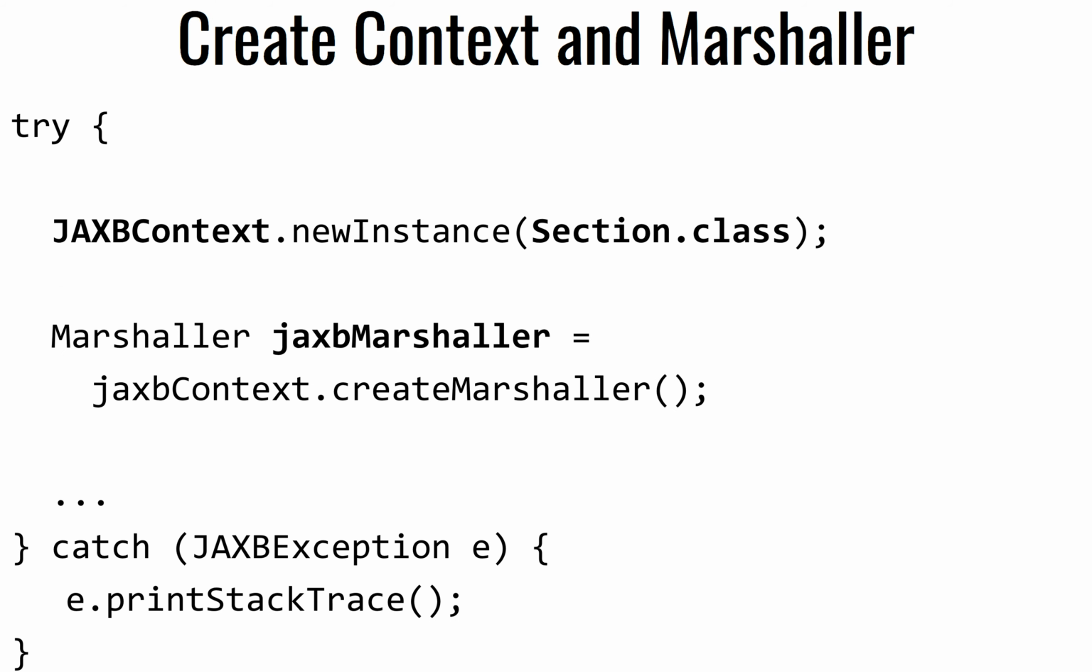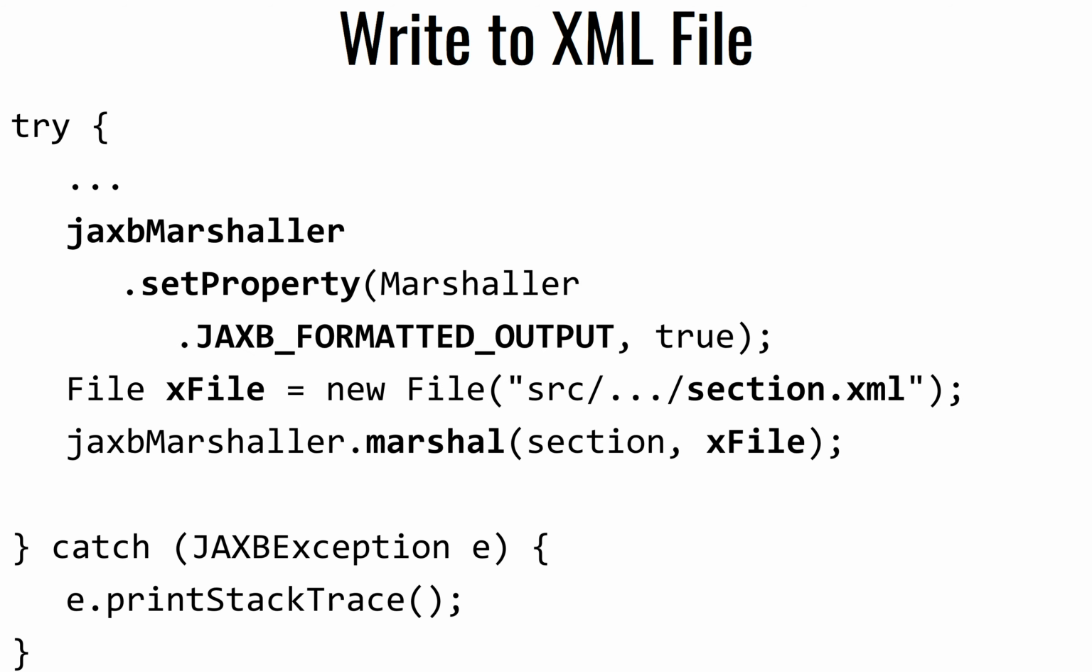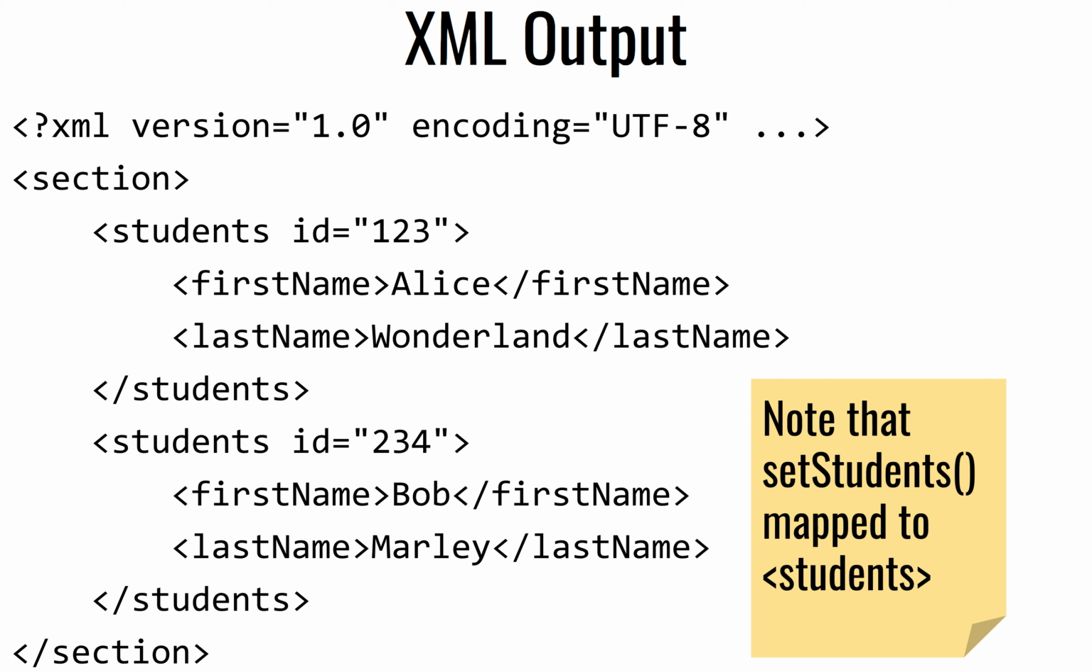Once we have that, we just do the same thing we did earlier. We're now going to marshal the parent section, which is going to contain multiple students. We create the marshaller and output the section object, and then it creates the list of students in there. These are the Alice and Bob listed inside of the section, nested inside of there.